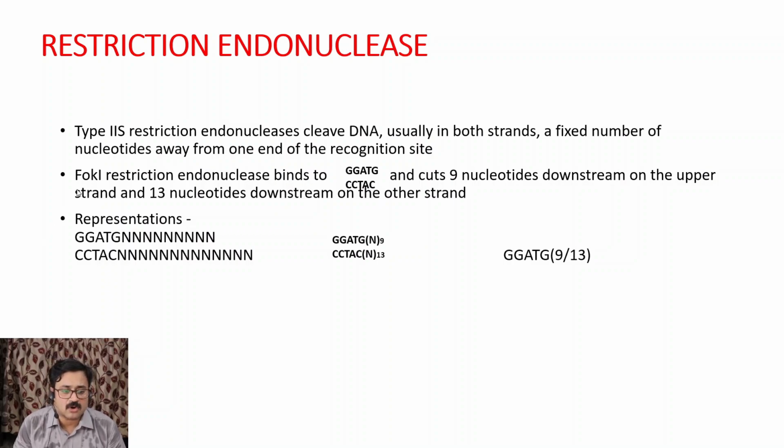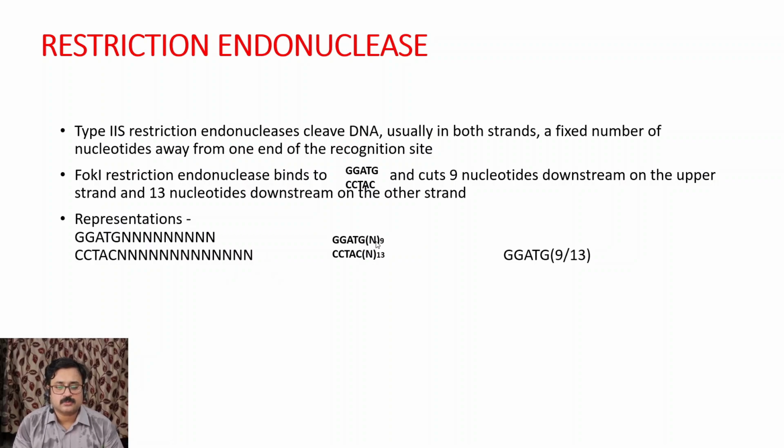Like for example, FokI, this is a restriction endonuclease. This is the recognition site for them, this GGATG and CCTAC on the other strand. It cuts 9 nucleotides downstream on the upper strand and 13 nucleotides downstream on the other strand. This is one strand 9 nucleotides, another strand 13 nucleotides. So how do you write it? How do you represent it? Either you have to write this sequence or recognition site and then how many nucleotides are there. So this N stands for nucleotide. On one strand 9 nucleotides, another strand 13 nucleotides.